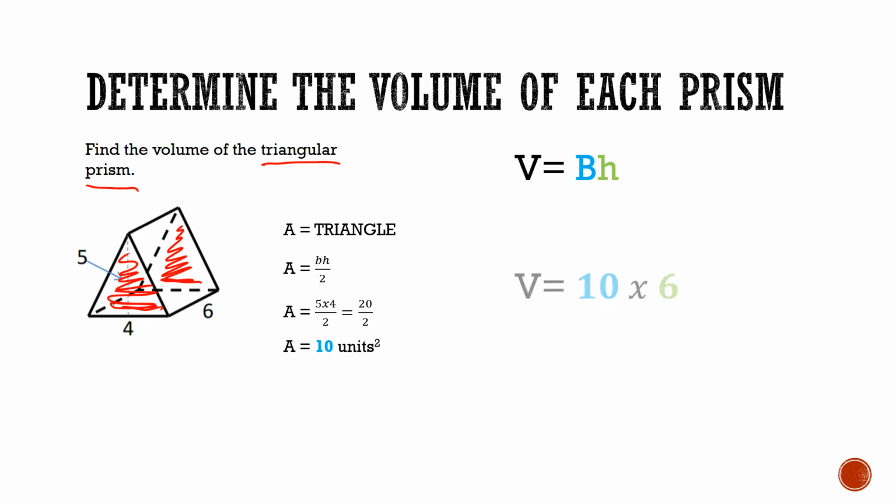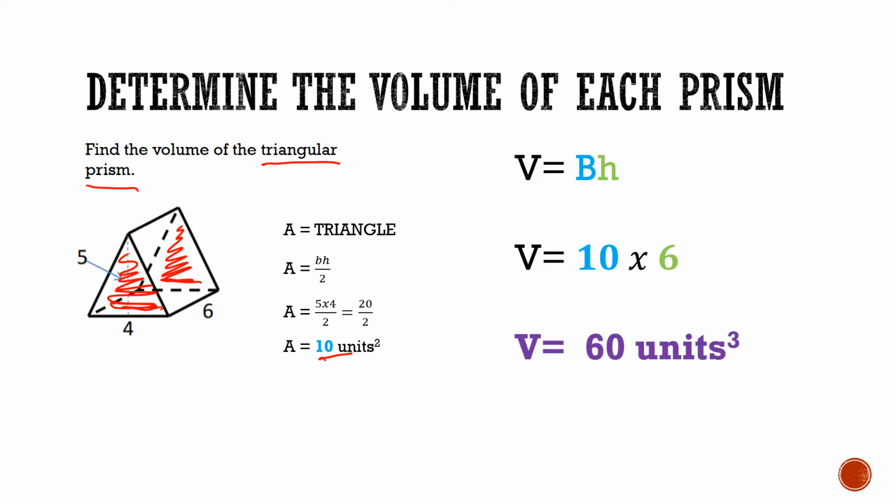Now we plug that into our big B. So 10, our area of the base, is our big B. So 10 times 6. The height, remember, the height is located between the two bases, 10 times 6. And we should have 60 cubic centimeters. All right, another way to do this is base times height divided by 2. So we can multiply 5 times 4 times 6 and then divide that by 2.